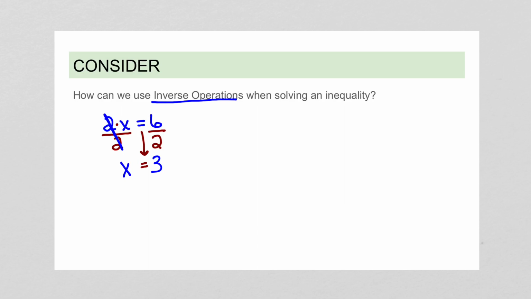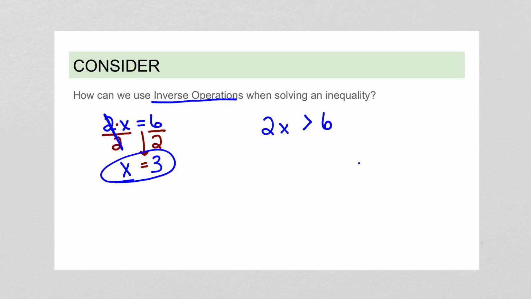So we just saw that we use whatever operation is being applied to the variable, and we do the inverse of that to basically undo it, to get a single copy of x alone on one side, which is always our goal when solving. Okay? So how could we use that with an inequality? Well, we're basically going to do pretty much the same thing. So let's look at 2x, this time greater than 6. We're still trying to find that focus value, the value that tells us what it's going to be equal to.